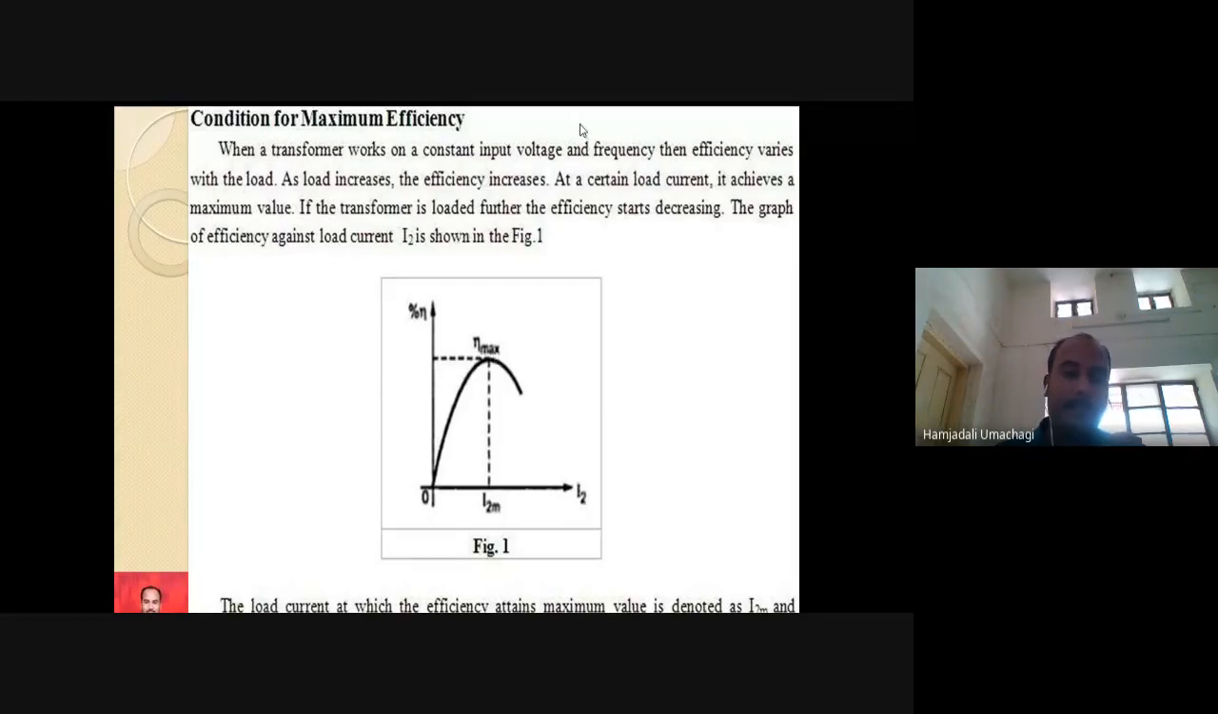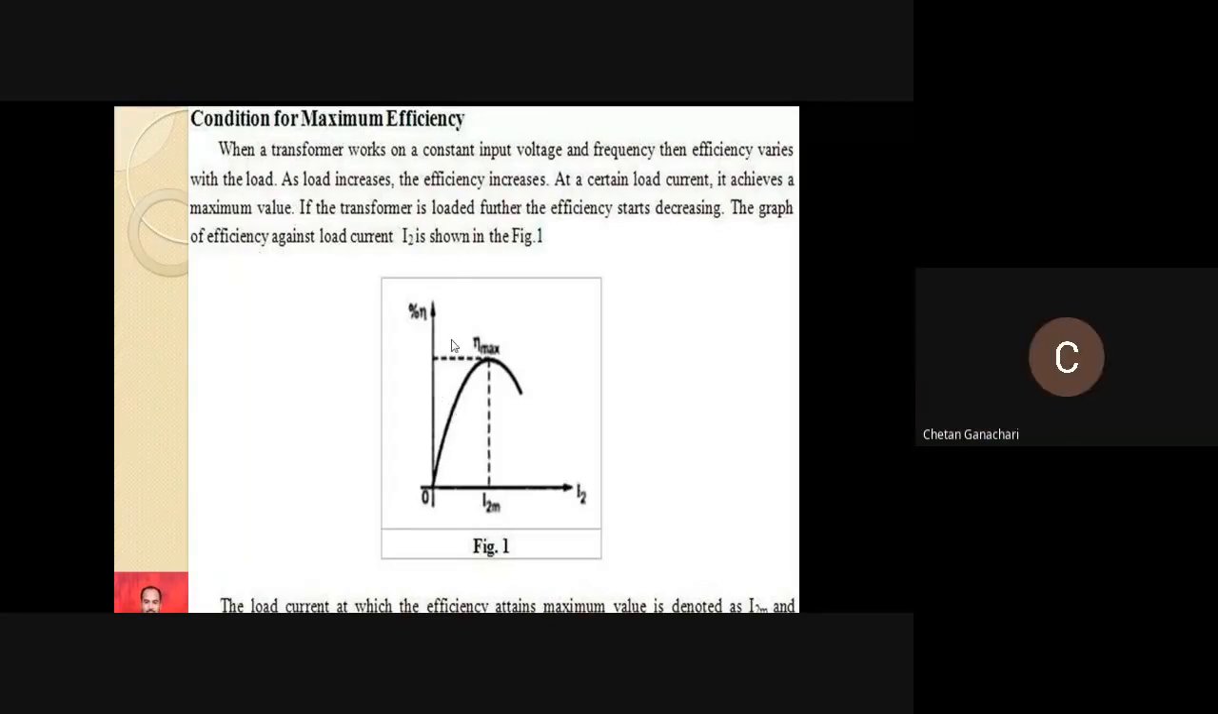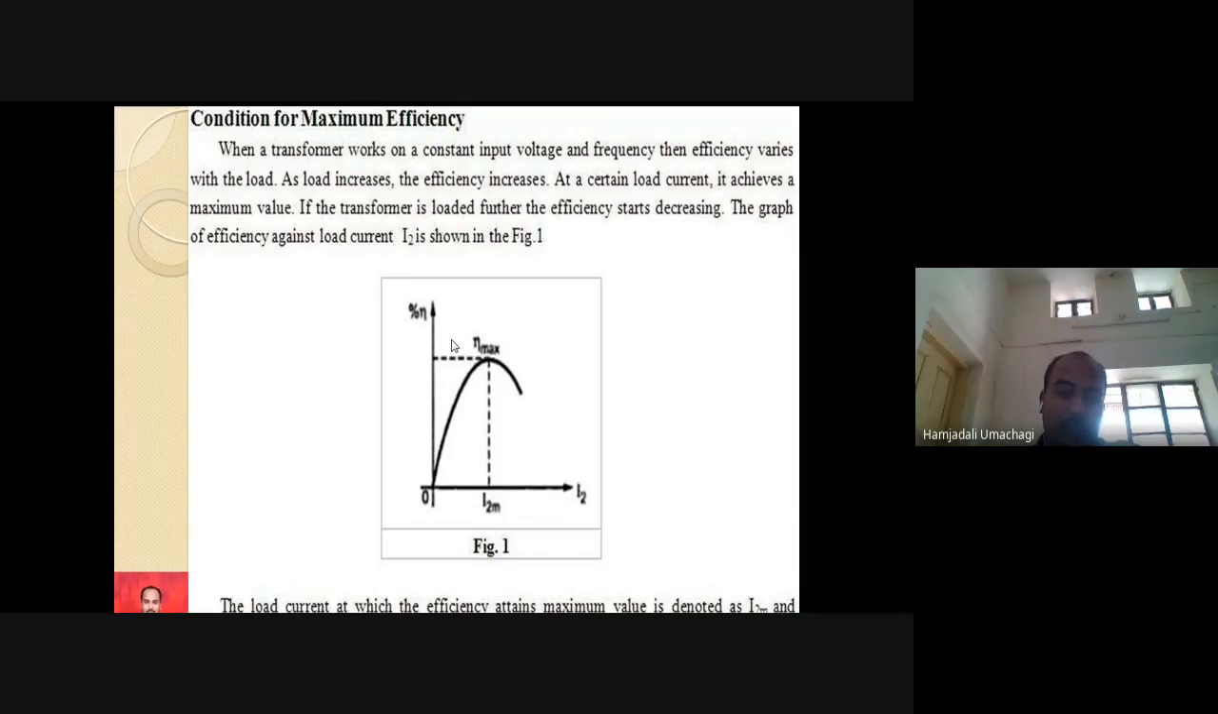Efficiency is measured in terms of losses, yes or no? So during what condition can you say that the transformer is delivering maximum efficiency? Can anybody tell? Iron loss is equal to copper loss. Yes, have you studied or not?